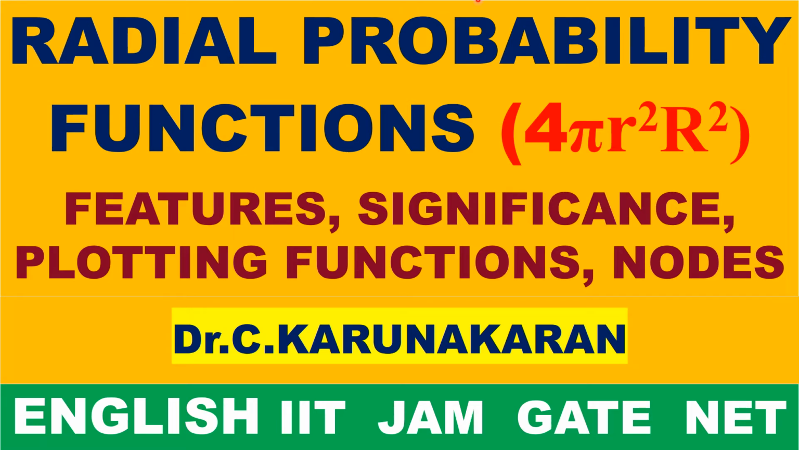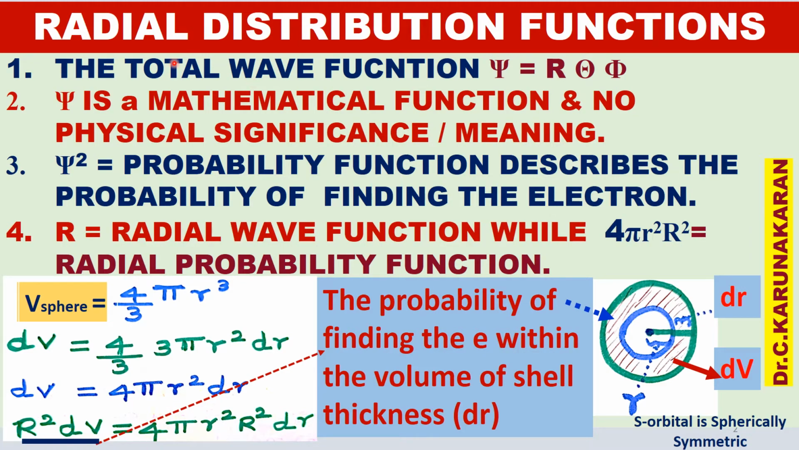Then the graphical representations of these mathematical functions, and what are called nodes. As I said earlier, the radial probability function is also called the radial distribution function. Let us see how this radial distribution function is obtained from the radial wave function. This 4 pi r square is called the radial probability function. This is obtained from the radial wave function.